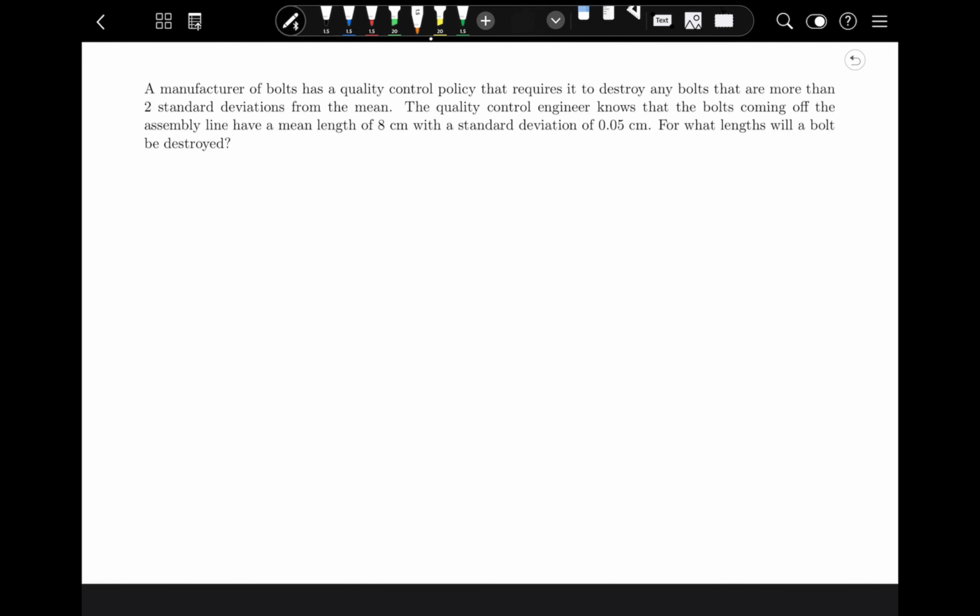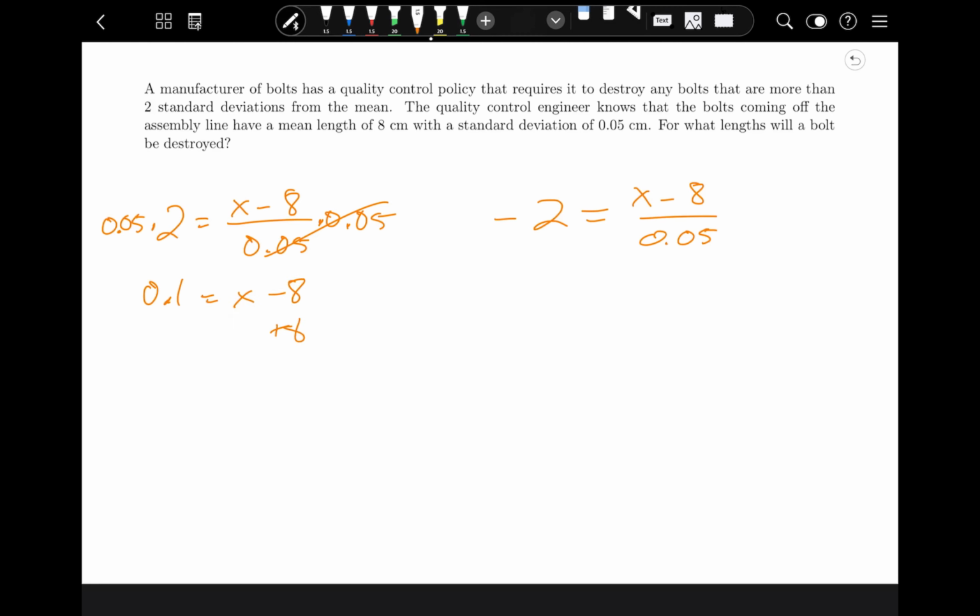Okay, same idea here, except in this case, more than 2 standard deviations from the mean could be in either direction. So we're going to look at 2 equals x minus 8 over 0.05, but we're also going to look at negative 2 equals x minus 8 over 0.05, and then solve both of these very similarly. So multiply both sides by 0.05. That gives us 0.1 equals x minus 8, and then add 8. So we get 8.1 equals x. So 8.1 or more would get destroyed. And over here we're going to solve this in roughly the same manner.